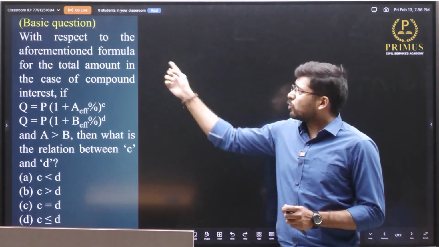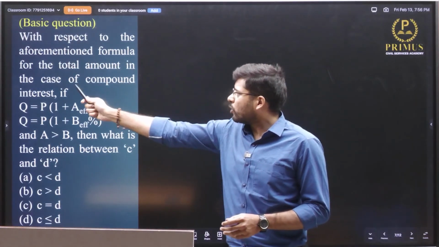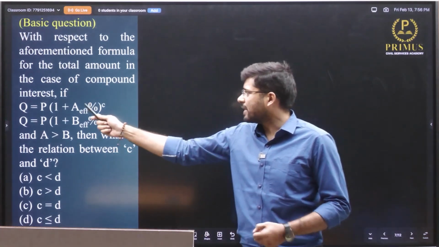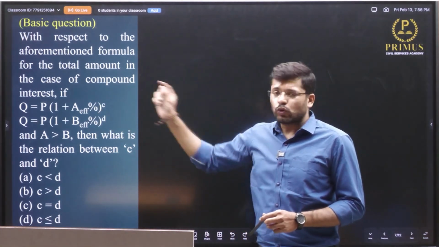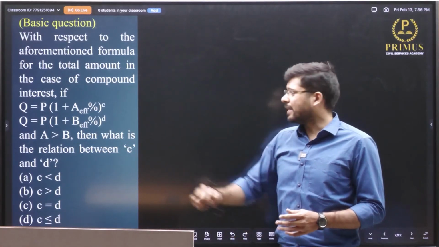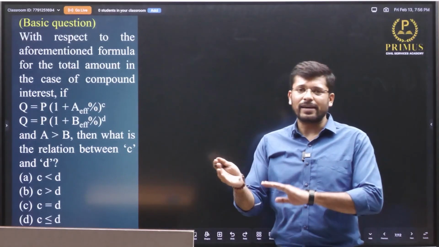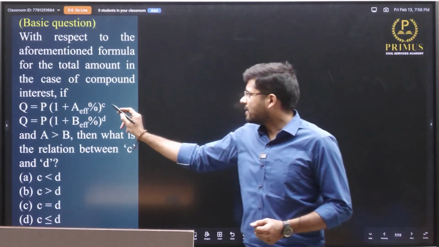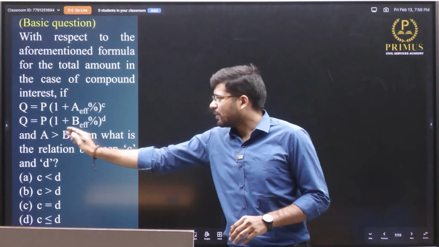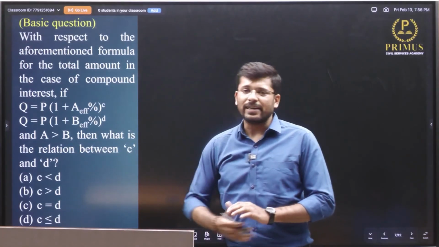With respect to the aforementioned formula, that is the formula that we have been discussing so far, for the total amount in the case of compound interest, Q equals P into 1 plus A effective percentage raised to C, and Q equals P into 1 plus B effective percentage raised to D. That is, here this is the R effective percentage and this is the R effective percentage. They are calculating it in two separate instances. And this is the number of cycles and this is the number of cycles. Then it is given that A is greater than B. Then what is the relationship between C and D?